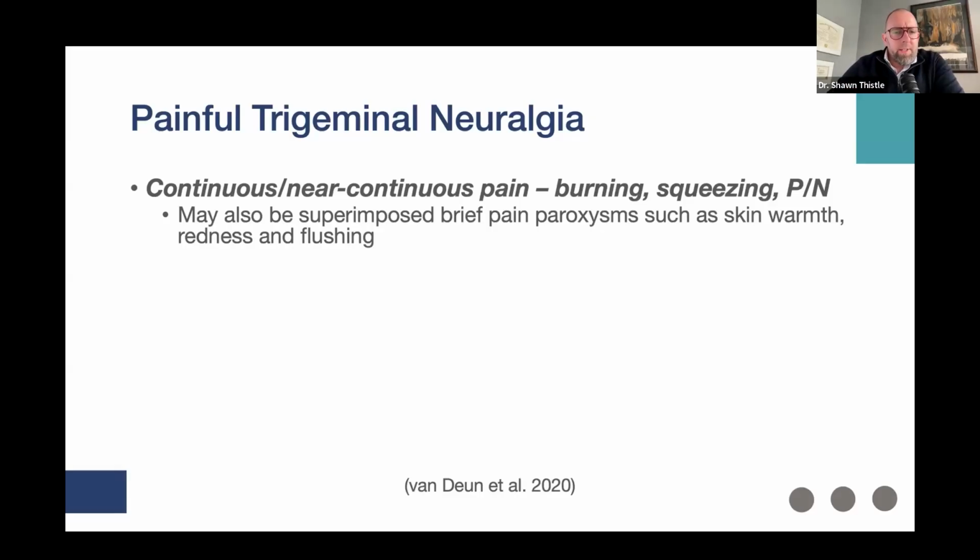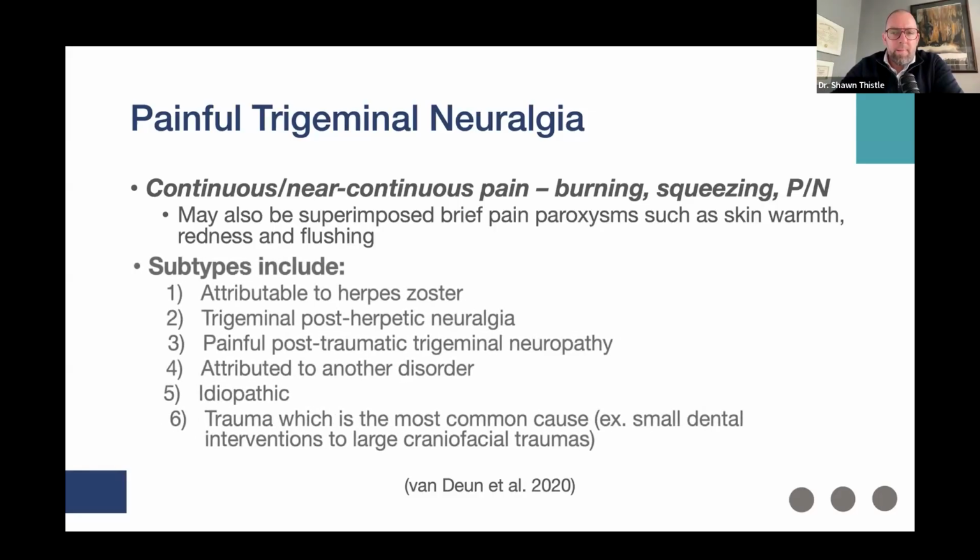The continuous or near continuous pain can also be superimposed with brief paroxysms that are autonomic in nature, like skin warmth or flushing or redness. And that, in my experience in practice, is a little bit more common in women who are around menopause age. So it's hard to know if the menopause makes the trigeminal neuralgia worse, or if the trigeminal neuralgia makes that symptom of perimenopause or menopause worse as well.